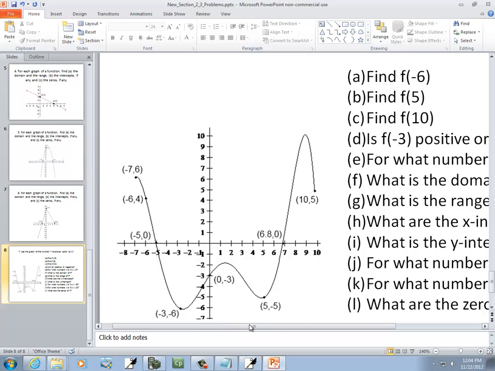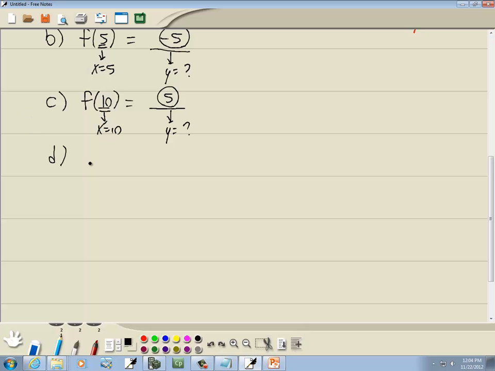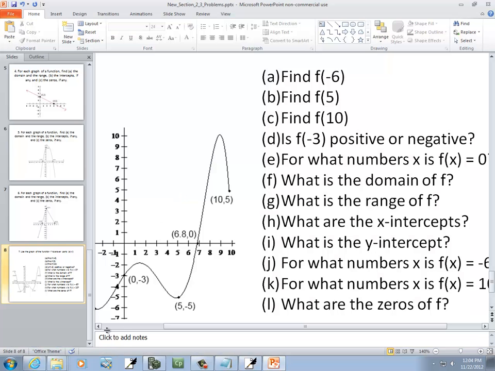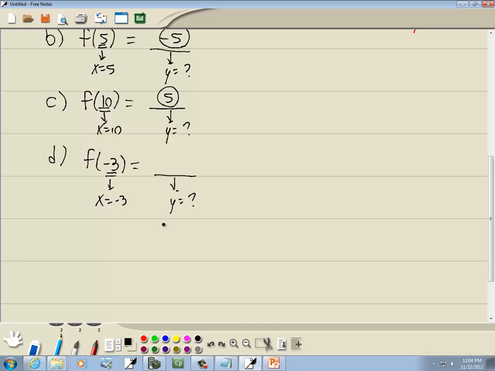D says, is f of negative 3 positive or negative? Well, let's just find out what f of negative 3 is, and then we can go from there. Again, what's inside parentheses is x, so they're telling us x is negative 3, and we're wondering what y is. So let's go back and look at our graph, where x is equal to negative 3. Well, here's negative 3. If I go down, here's where my point is. My y part is negative 6. Well, negative 6 is obviously negative.